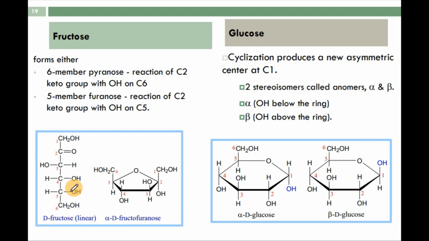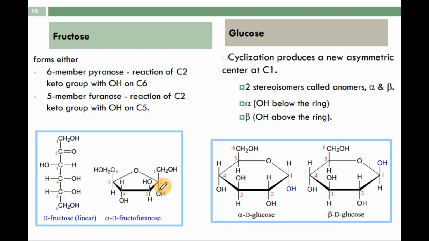Then the O on carbon 6 bonds to the carbon of carbon 2. So we get a cyclized form of the sugar. So this is a cyclized form of the sugar. In here, this is carbon 1. This carbon 1 is this one.